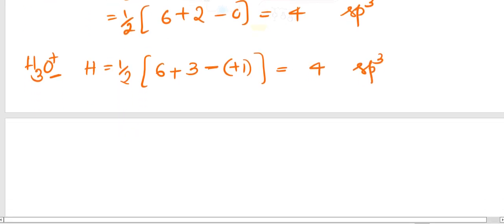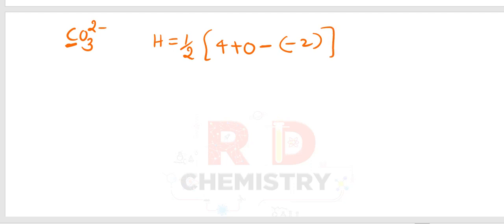Right? So let's go for the carbonate now. Carbonate is CO3 2 minus. Hybridization H is equal to, carbon is the central atom. So half into carbon family valence electrons, equal to 4. And these oxygen atoms are not monovalent, they are divalent. So it is 0, monovalents are not there. Minus charge is there, minus (-2). So here it is equal to half into the total, which is 6. Therefore it is equal to 3. It should be sp2 hybridized.